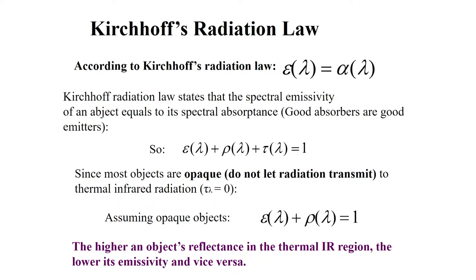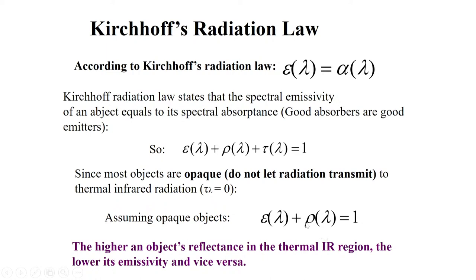So now when you replace the absorbance with emissivity, what you get is that emissivity plus reflectance is equal to 1. When you see this relation, it means that when emissivity increases, the reflectivity will decrease. When reflectivity increases, emissivity will decrease, because the sum of emissivity and reflectivity is equal to 1.